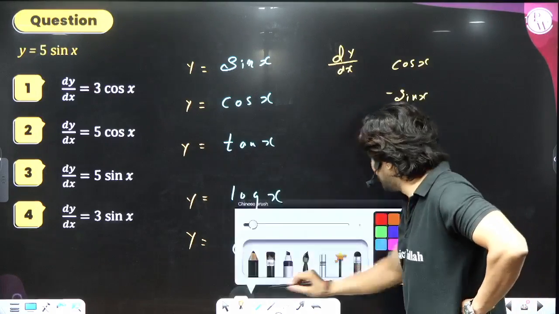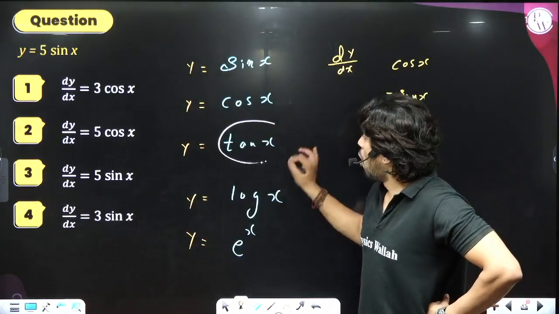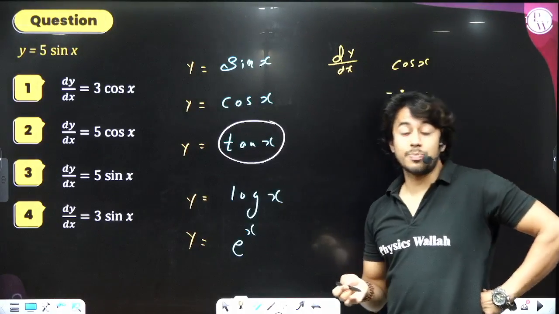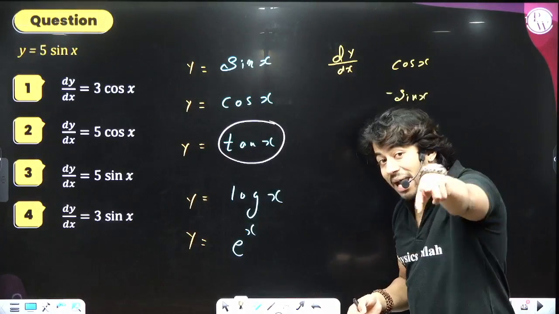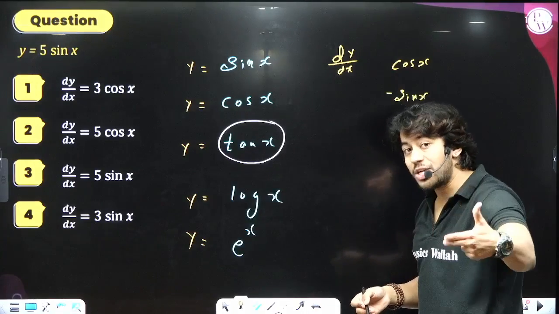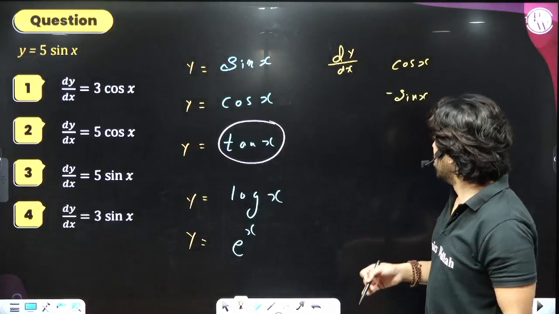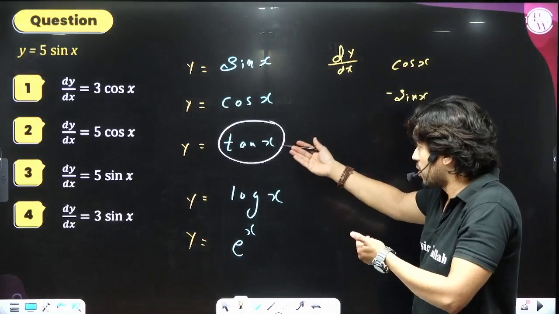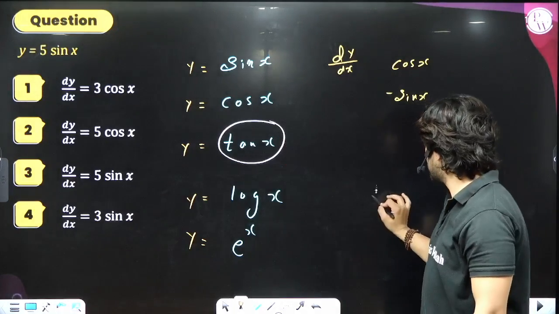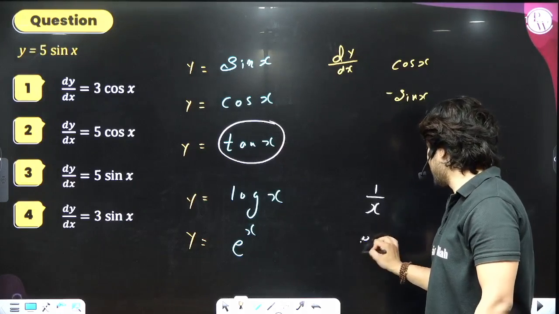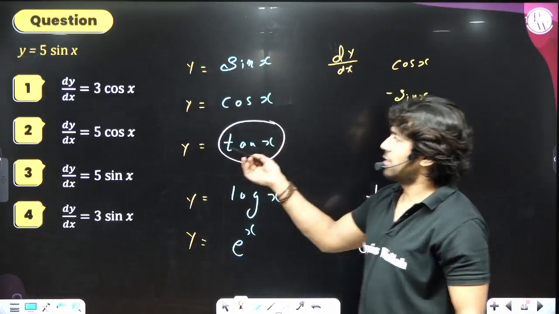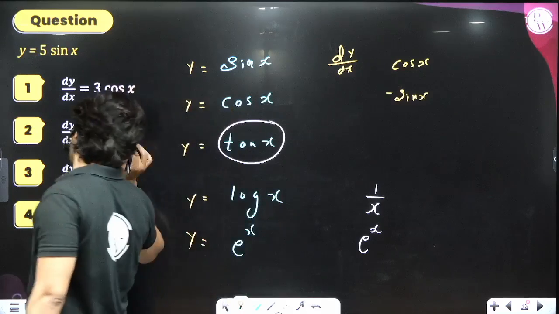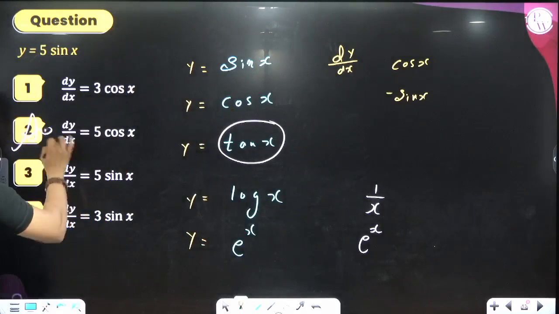How do we find the differentiation of tan x? We know that it is sec square x, but how do we find it out? By applying the chain rule or the quotient rule. Okay, I'll be doing that. So I'm just writing that we are going to derive this. Log x gives 1 by x, e to the power x gives e to the power x. So 5 is a constant. It remains as it is. The differentiation of sin x is cos x. The answer is going to be 2.